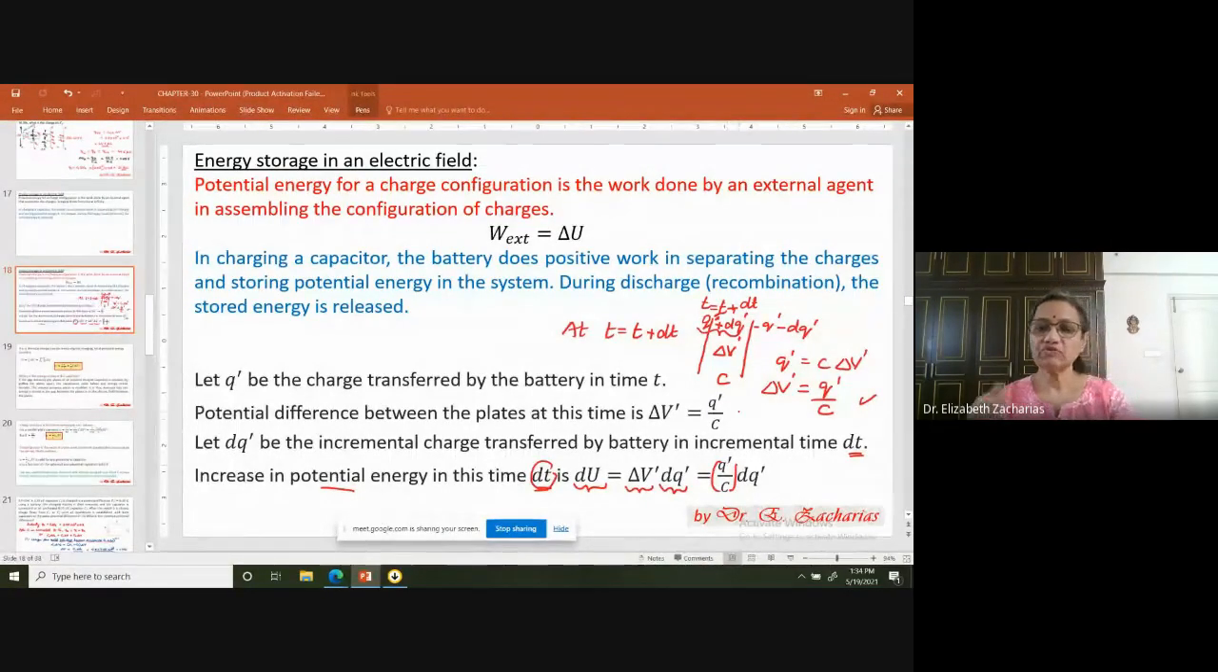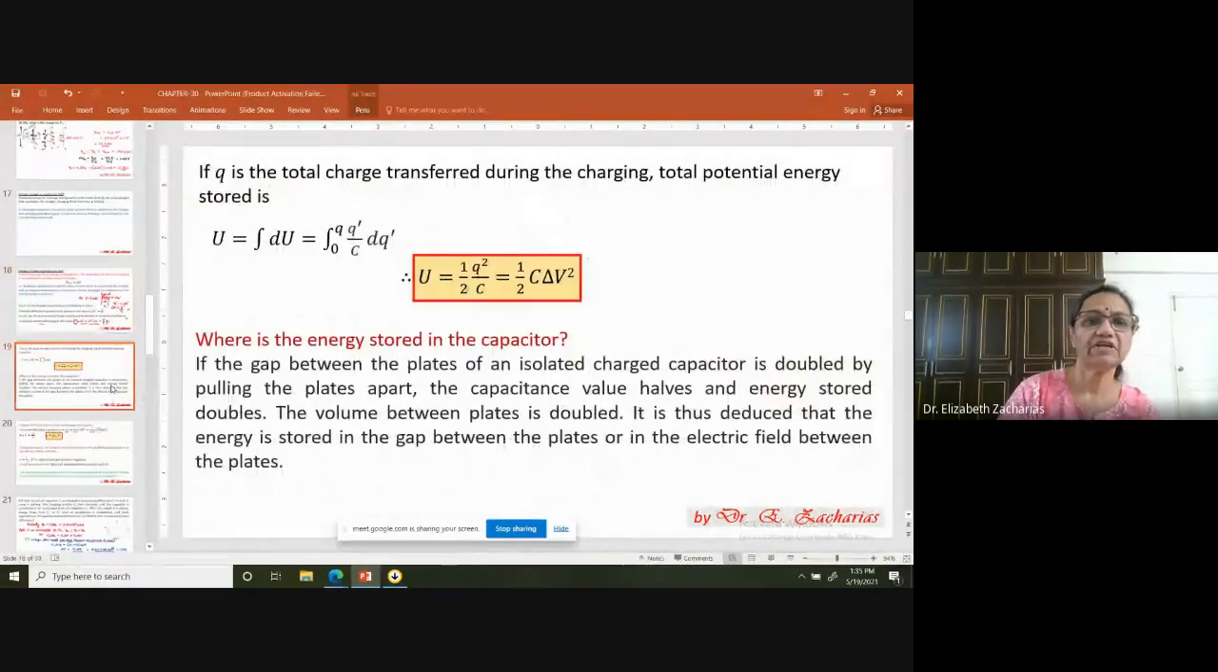Okay. So we are just looking at how much the energy increases in the small time interval dt when a new amount of charge dq prime gets deposited on the plates. Because you know the relationship between potential difference and potential energy difference. So potential energy is given by potential difference times the charge. So that's how you're getting this equation. Now this is for a small time interval dt.